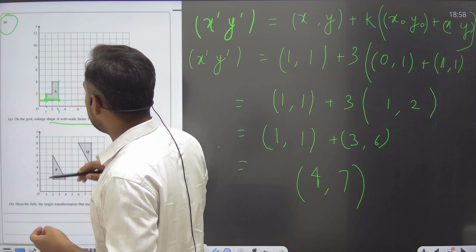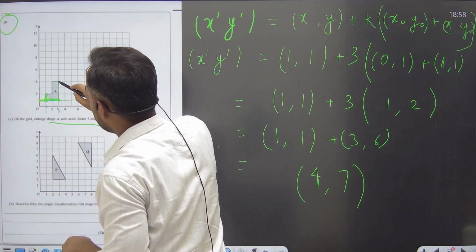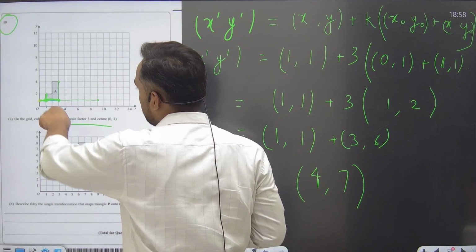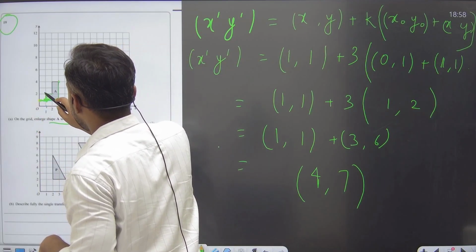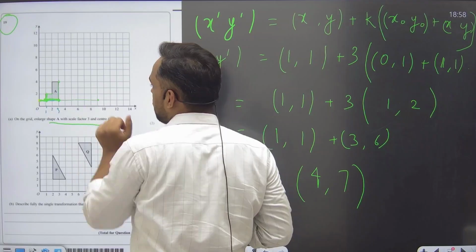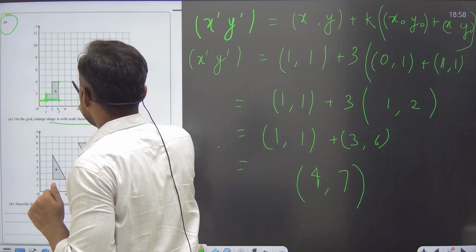So this particular point will be enlarged to this figure. Same goes for this point as well, meaning what is the distance between them. You will see that it is covering 1 unit area, so for scale factor 3 it will be 1, 2 and 3.